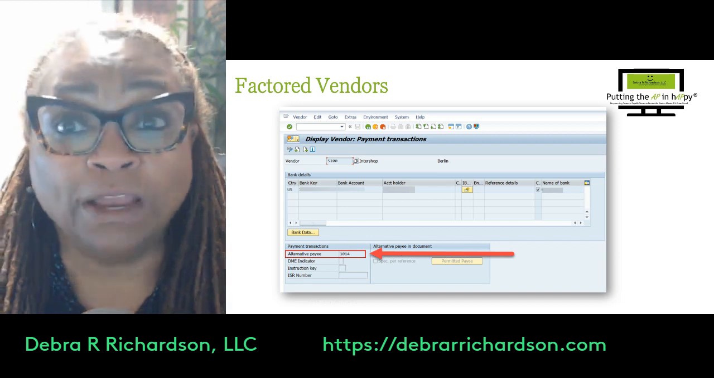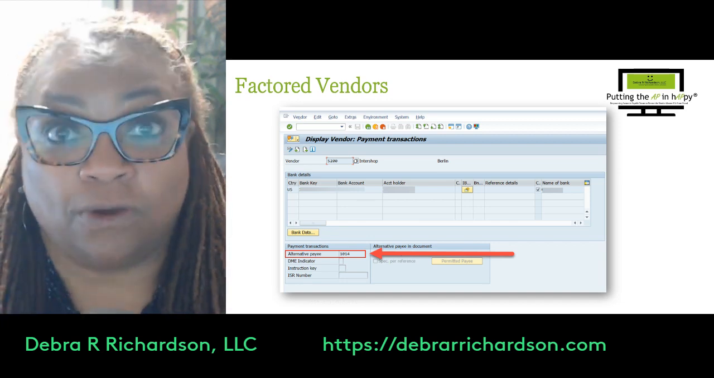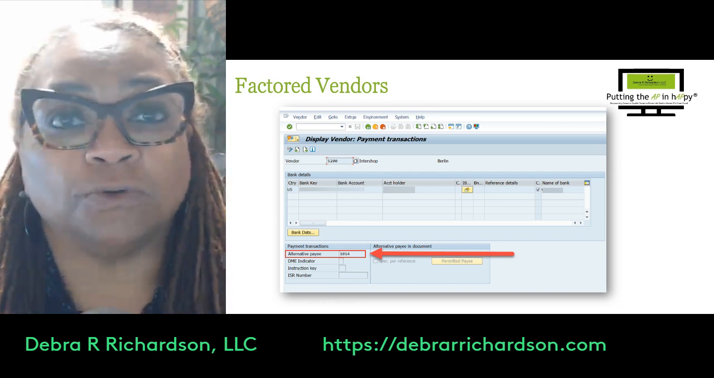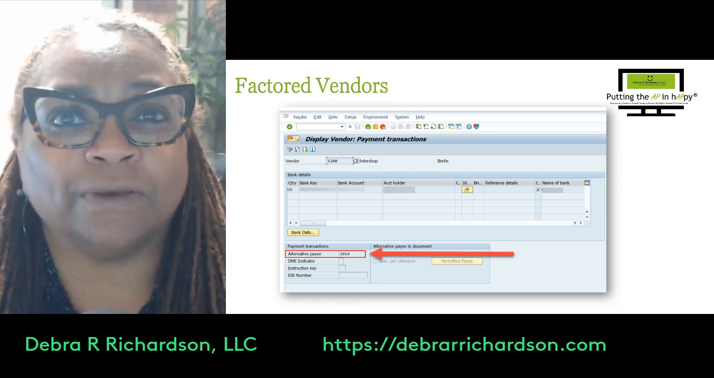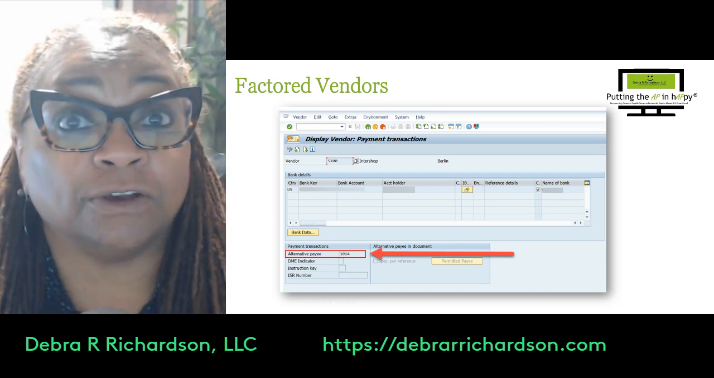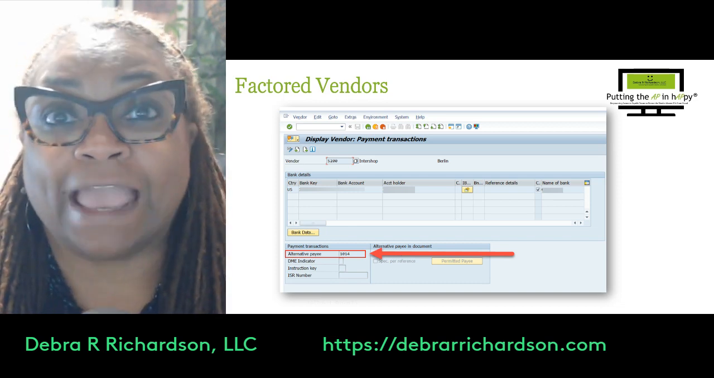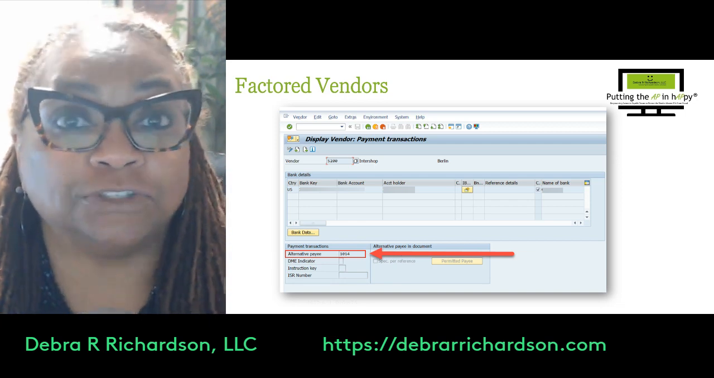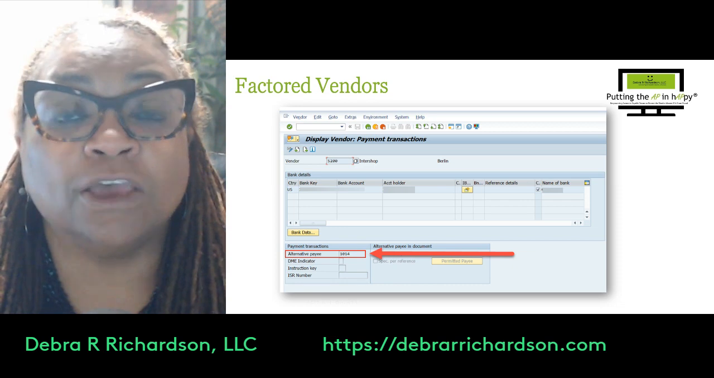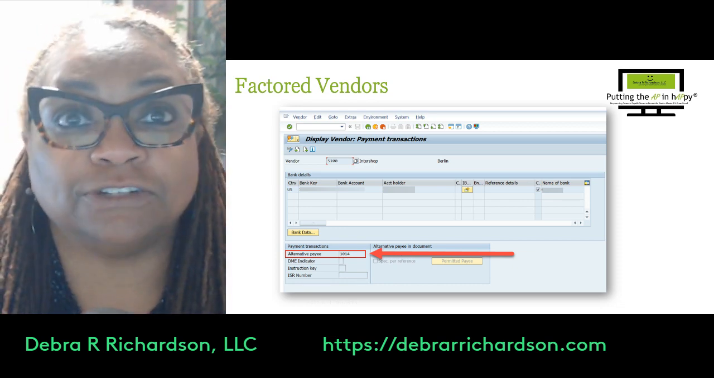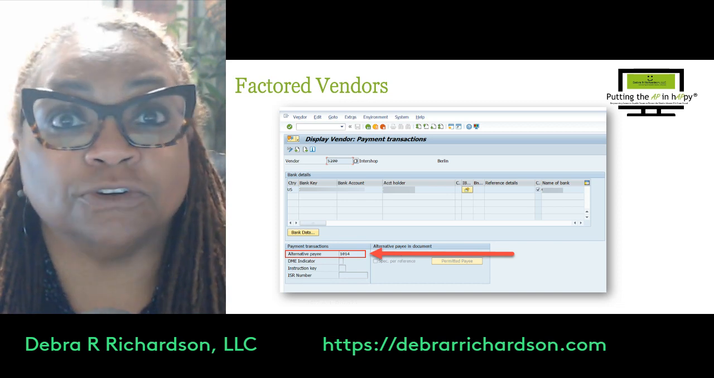Now, the one scenario that I know is factored vendors. And factored vendors are those third parties or intermediary agents where your vendor has used their accounts receivable as collateral. So they have sold their accounts receivable, and so there is a need for you to pay this third party or factored vendor your vendor's payment.